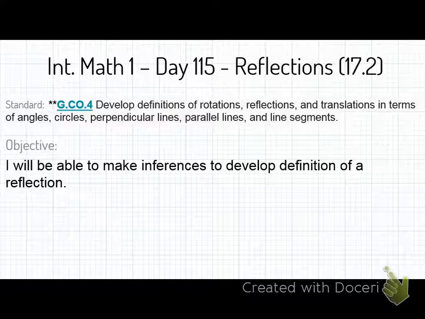Okay, let's go through the 4 transformations. What are the 4 of them again? First one is when we slide it. What's that called? The second one is when we flip it, reflections. The third one? Rotation. And then the last one? Dilation. Okay, good. So we're going to focus on the reflection.